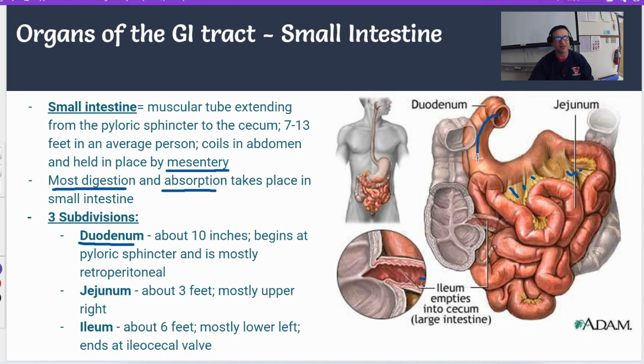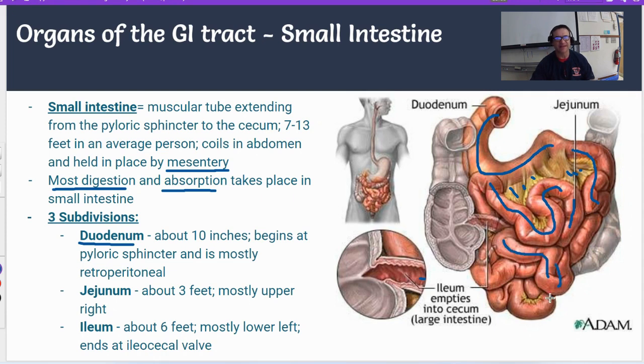So it's only about 10 inches long, so it's right here, kind of curves around your stomach, and also the pancreas would be right in here. So the duodenum, then you have the jejunum, which is the upper part, mostly upper left. I know that's right looking at it, but if that was your small intestine, it'd be on your left side. So up here would be mostly jejunum, all of this. It's about 3 feet in length. And then the last part will be the ileum, which is about 6 feet in length.